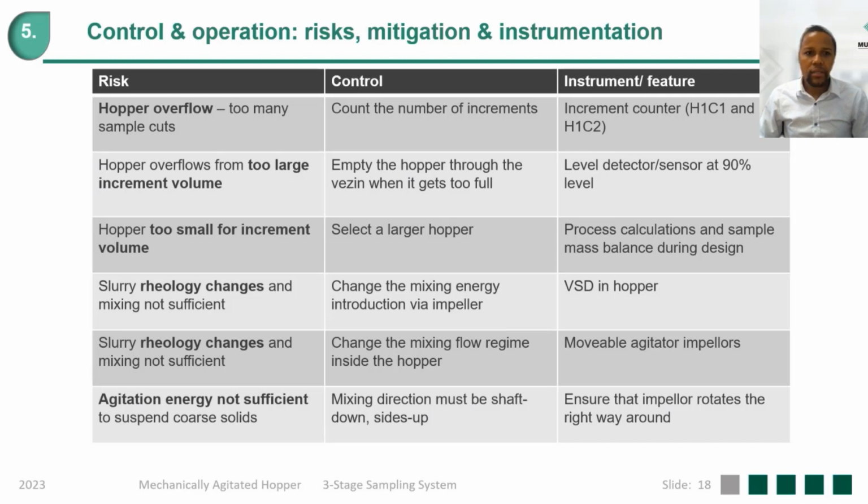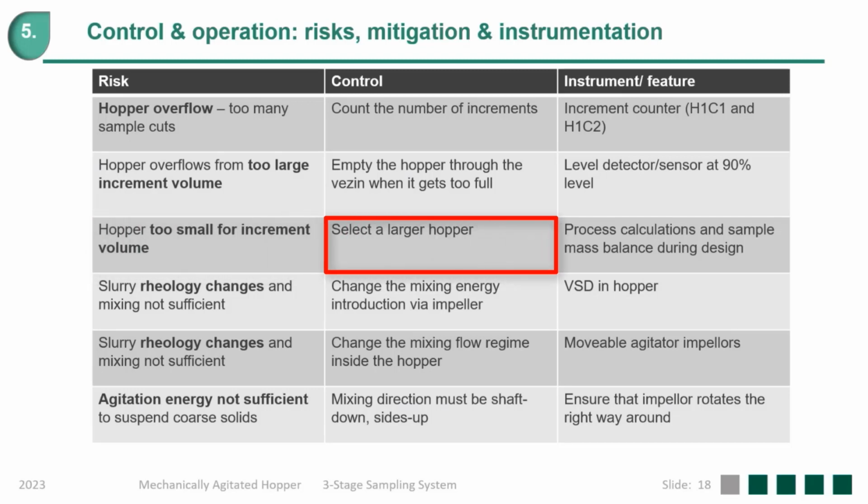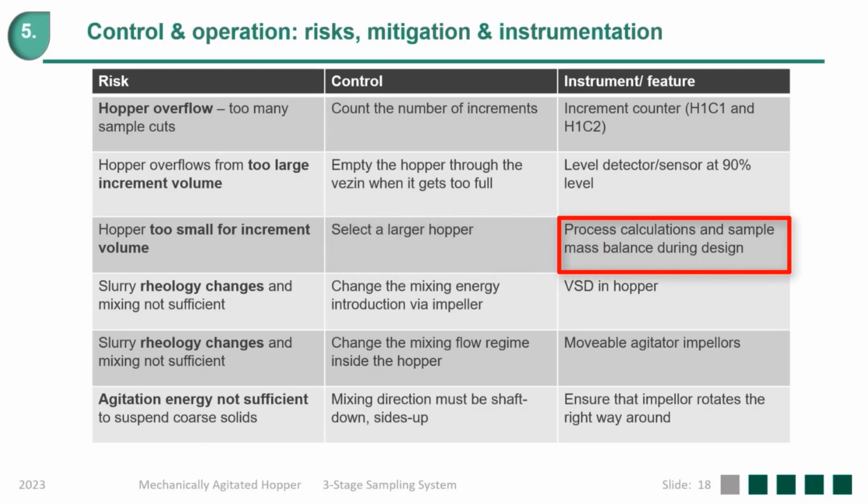The other risk is when a hopper has too small an increment volume. Therefore, we need to select a larger hopper. This can be done by doing process calculations and sample mass balance during the design phase.